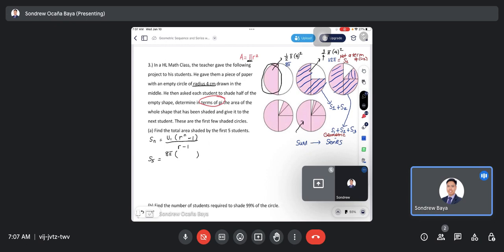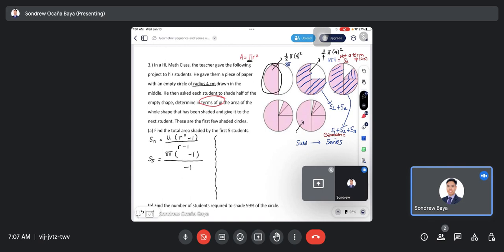times. Now the problem is we don't have the common ratio. That is why I said we need to find the common ratio first. So this is minus 1 over minus 1 here. So we need to find what r is first in order for us to find the total area shaded by the five students. So how can we find the ratio here?